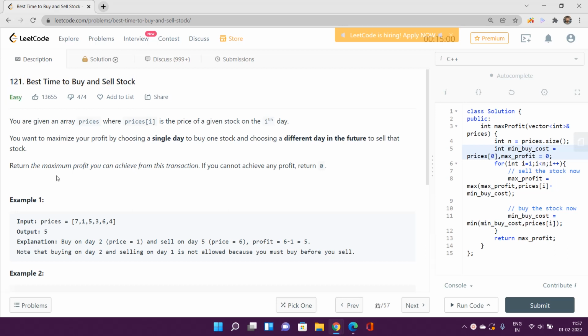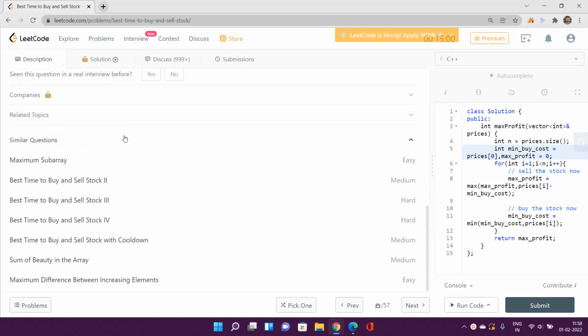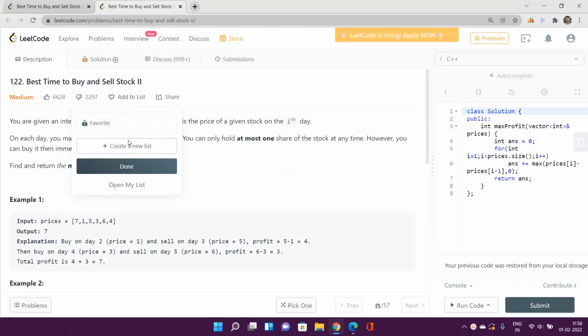Before moving on, I would strongly recommend that if you are able to solve this problem, there are a lot of variations of it, so you can go over the similar questions section and you are going to find a lot of problems. So first you are going to do this one, Best Time to Buy and Sell Stock, the second part of this series of problems.